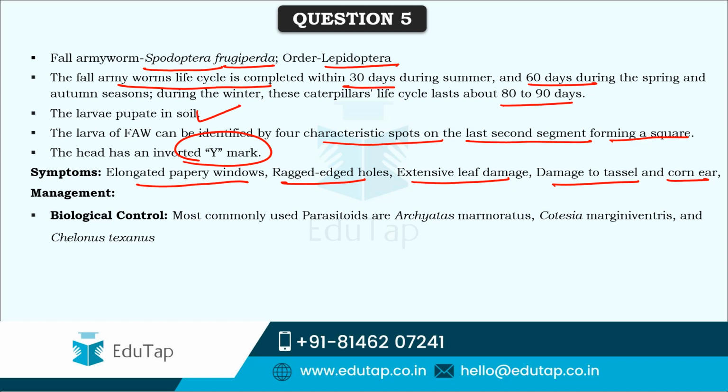biological control like parasitoids. They are Archytas marmoratus, Cotesia marginiventris, and Chelonus texanus. These are the various parasitoids that are parasites of this Spodoptera frugiperda.